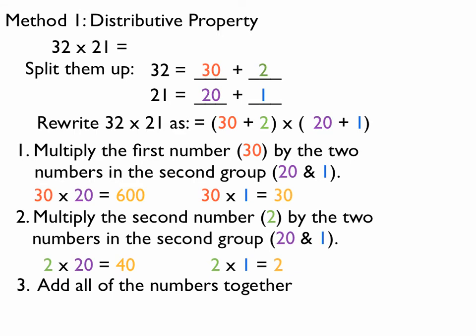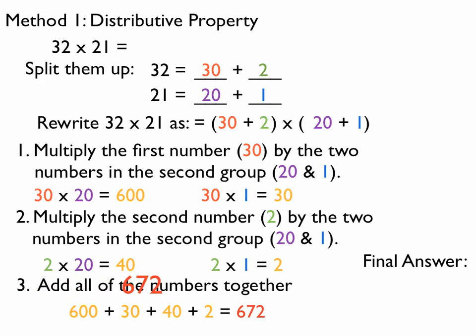So all you need to do now is just add up all of the numbers together. So 600 plus 30 plus 40 plus 2, and you end up getting a final answer of 672.